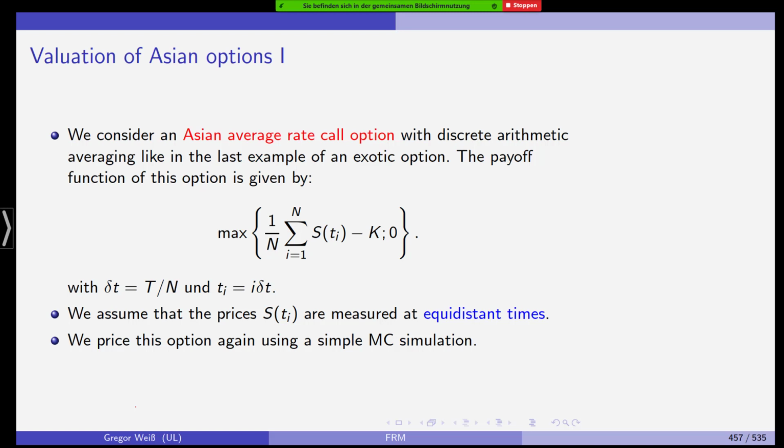Now, next, I want to price an Asian option, an Asian average rate call option. This is the last example of an exotic option. As you can see here, the payoff function of this option is given by the maximum of the average minus the strike, or 0. We can also assume that the prices are measured at equidistant times, every day, every closing quote, and we again want to price this using a simple Monte Carlo simulation.